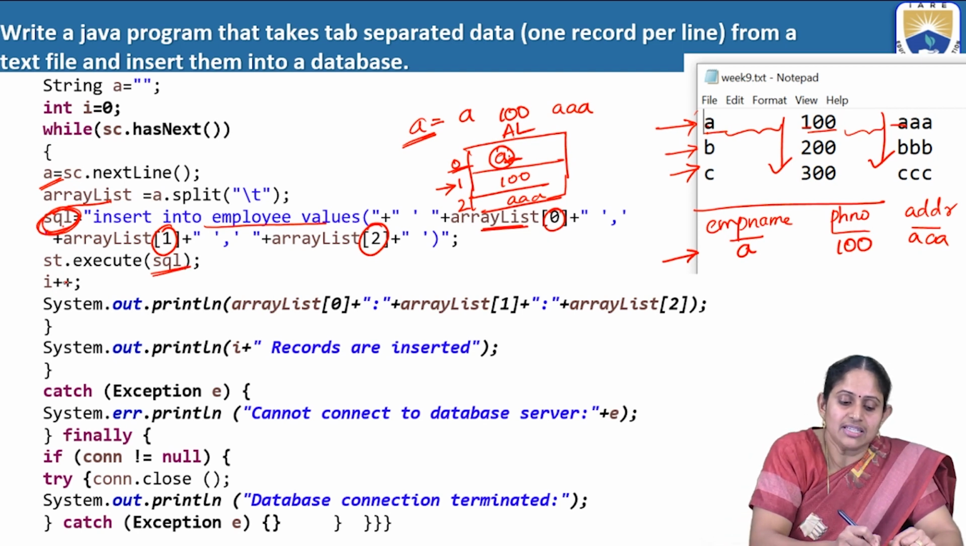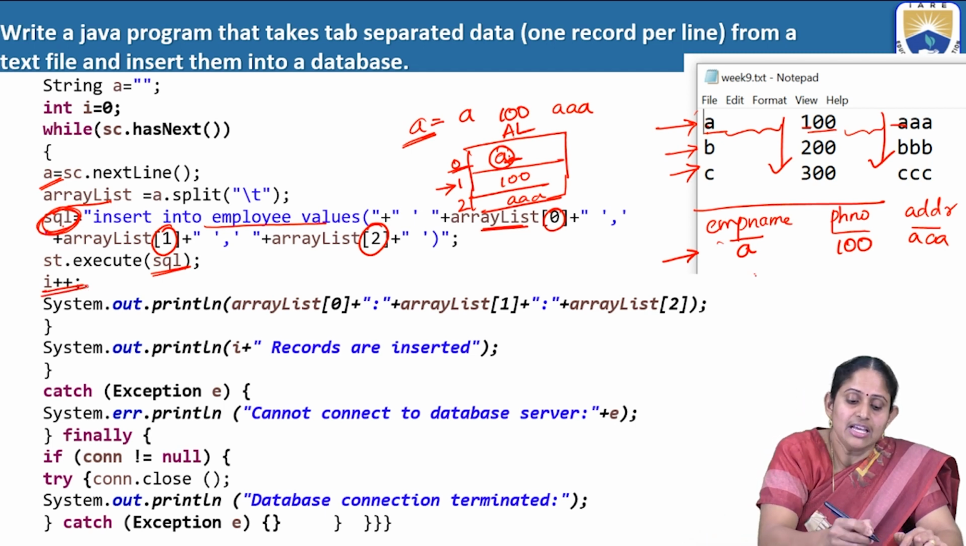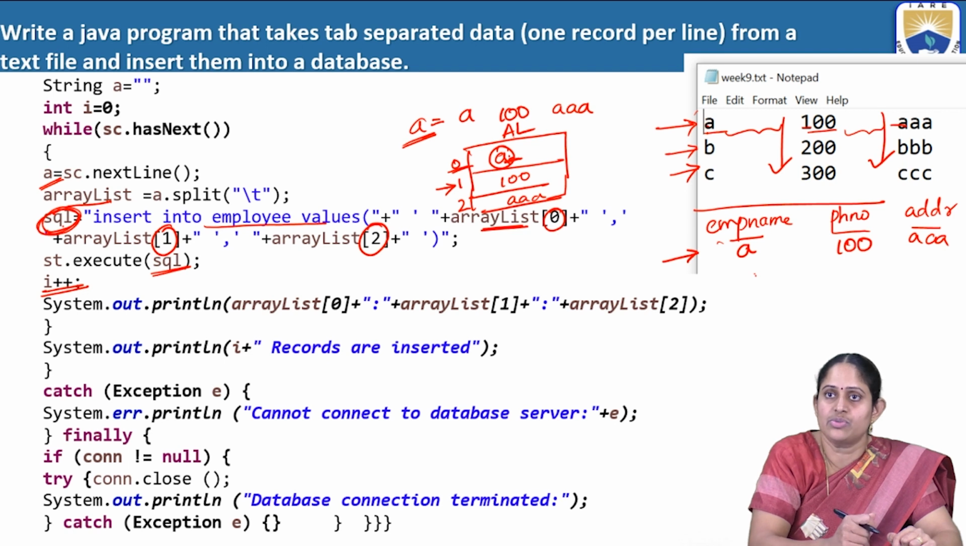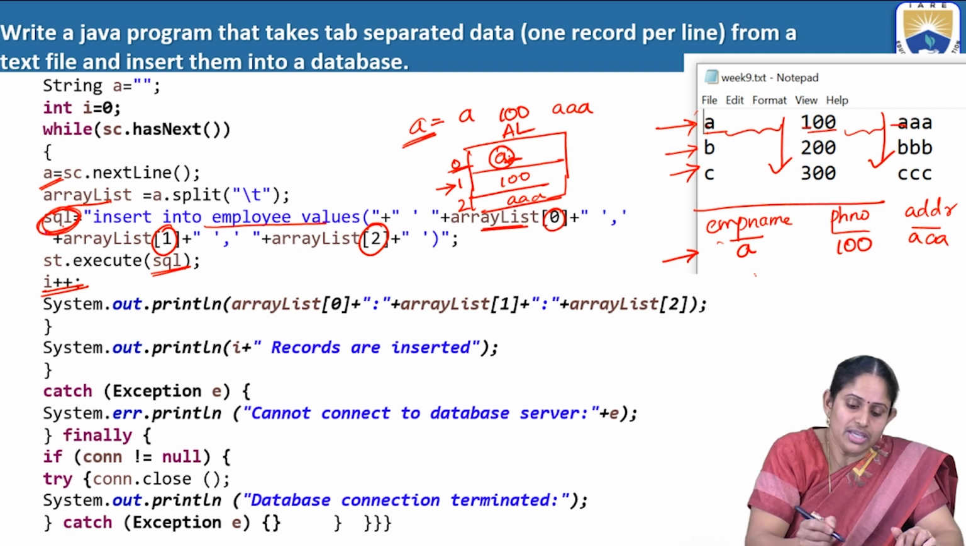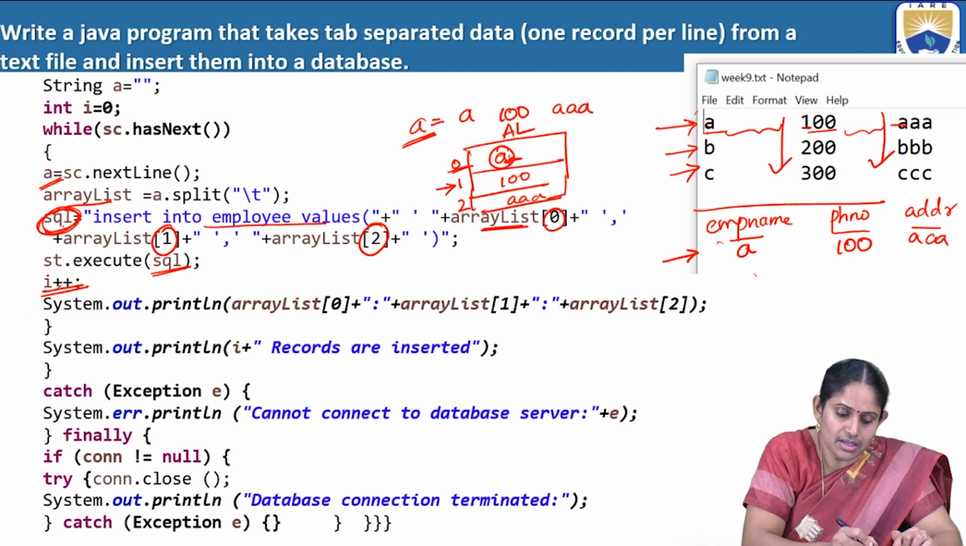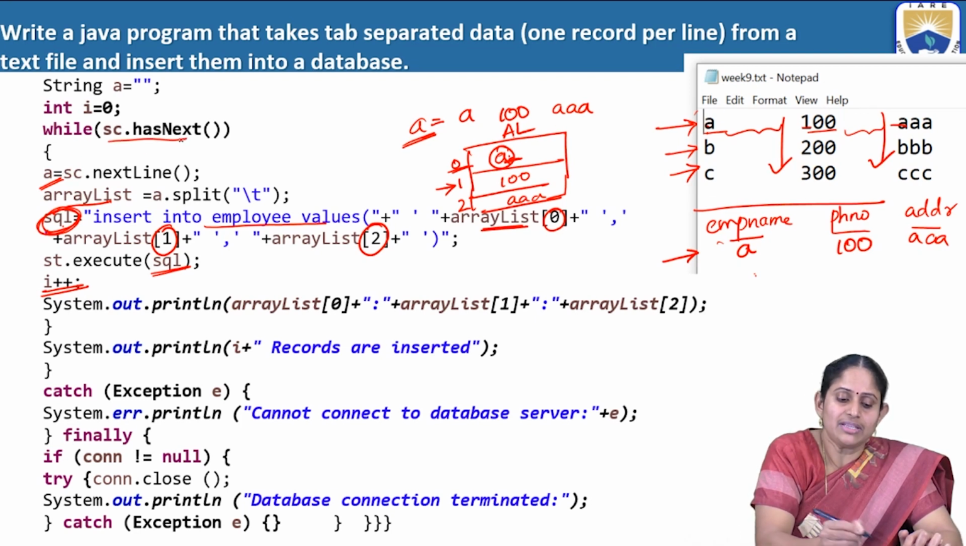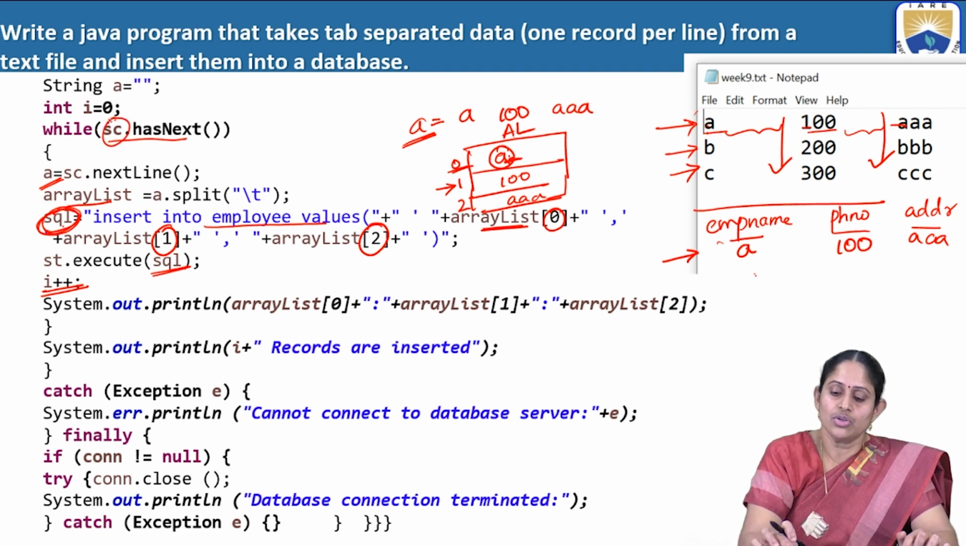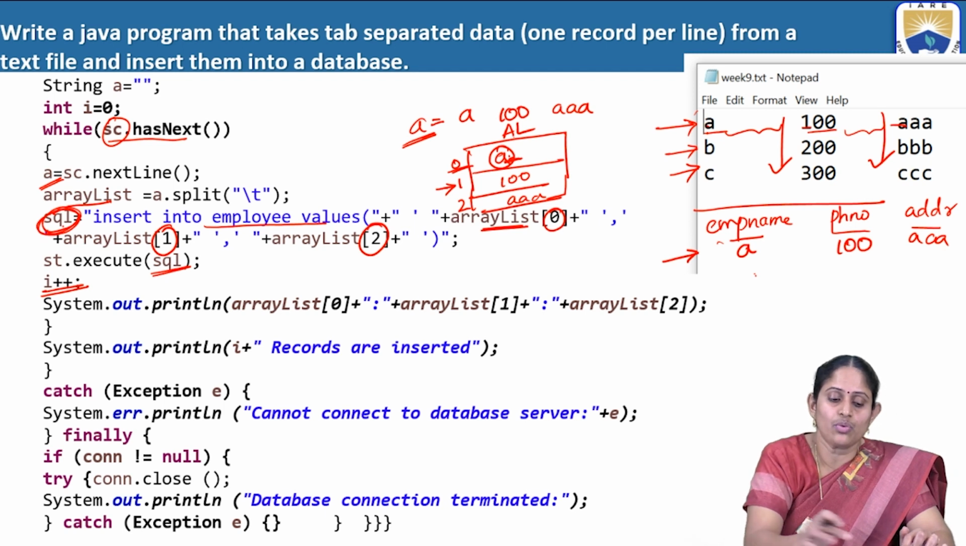Now once we insert the values into the table, then we are incrementing I, which will display the number of rows being inserted. So the first row is inserted. Now we check whether there are more contents in the file. That means the scanner is pointing to the file which is passed to it. So it is still having contents in it, so we go to the next iteration.